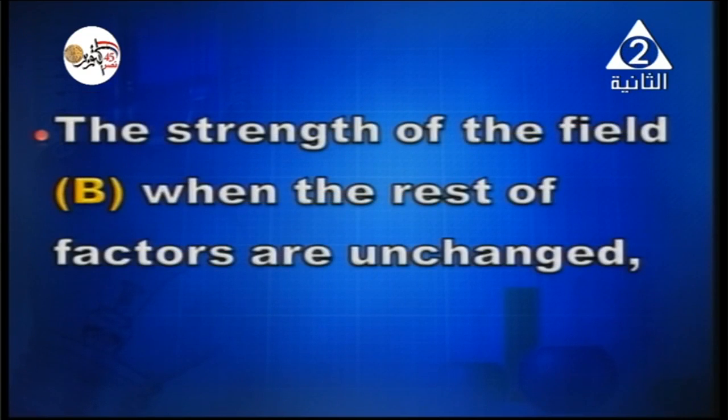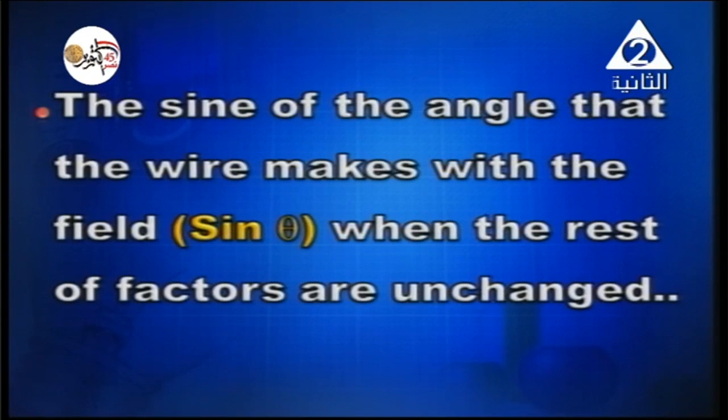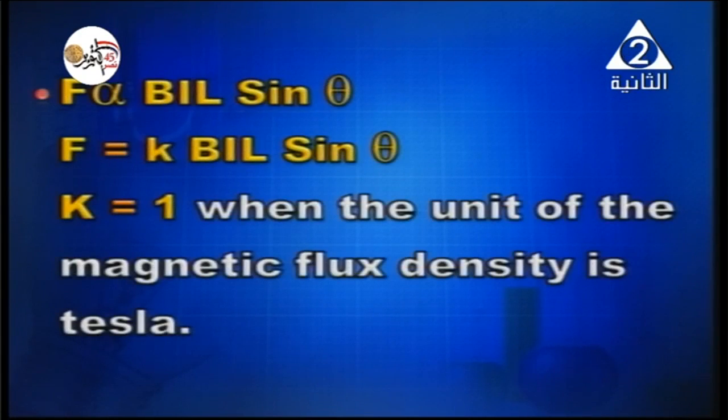Second, another factor is the strength of the field, the magnetic flux density. And of course the force is directly proportional to B. And finally, sine of the angle that the wire makes with the field, sine theta. All these factors will be combined. So F is proportional to BIL sine theta.